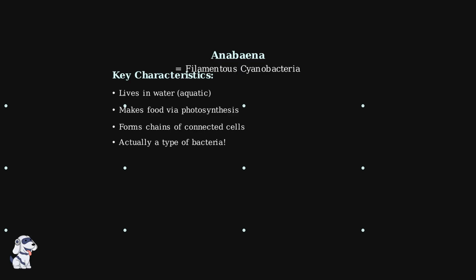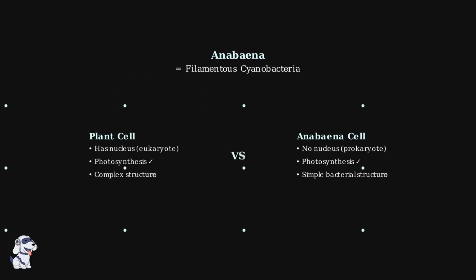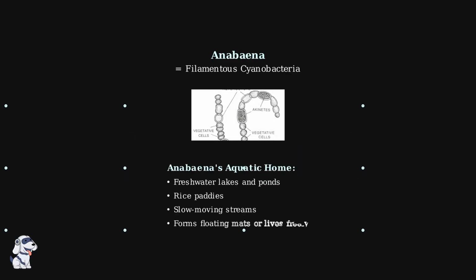It's not quite a plant, but it does some pretty amazing things, like making its own food through photosynthesis, just like plants do. The key difference is that Anabaena is actually a prokaryote, meaning it doesn't have a nucleus like plant cells do. But it can still capture sunlight and convert carbon dioxide into food, just like plants. Anabaena thrives in aquatic environments, from freshwater lakes and ponds to rice paddies. These tiny organisms play crucial roles in their ecosystems, which we'll explore in the coming sections.